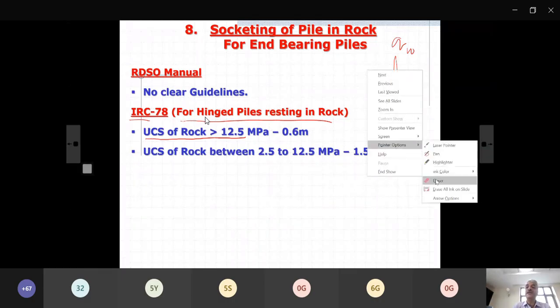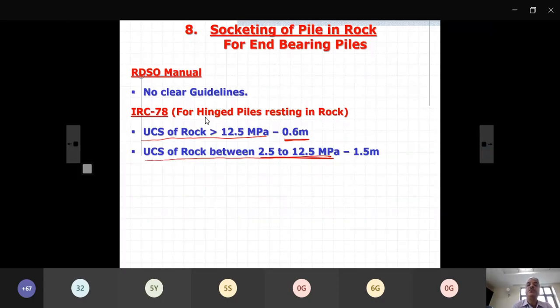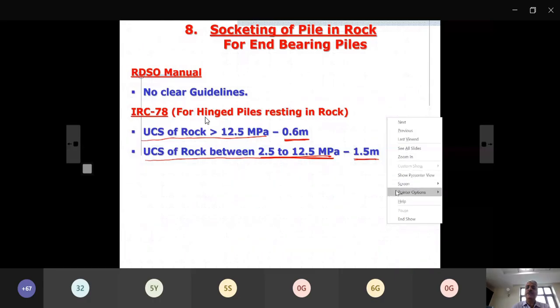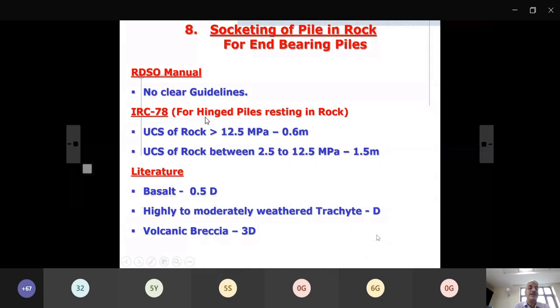So if unconfined compressive strength is more than 12.5 megapascal, then it says 0.6 meter. Take that socketing. If rock is more than 12.5, rock is very good. And if unconfined compressive strength is between 2.5 to 12.5 megapascal, then give more. The weaker the rock, the more socketing you need, so that it develops that end bearing action there. This is what is given in IRC 78.